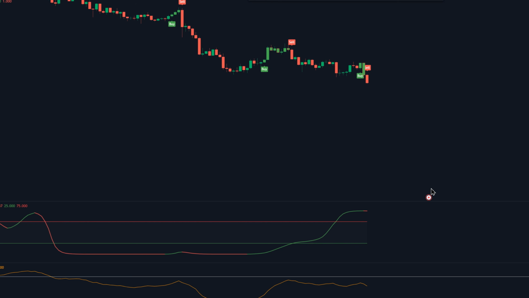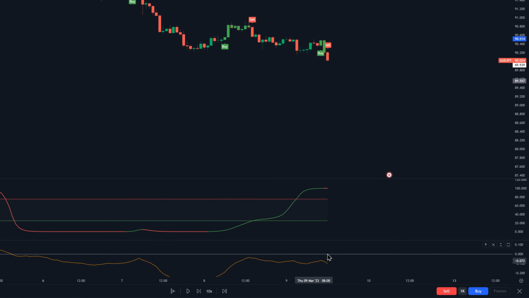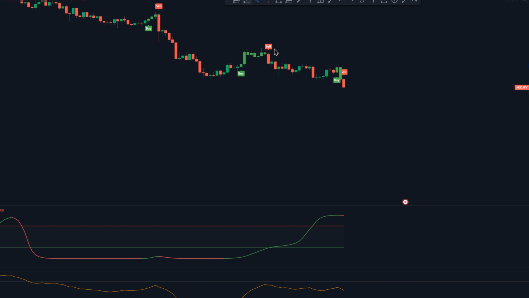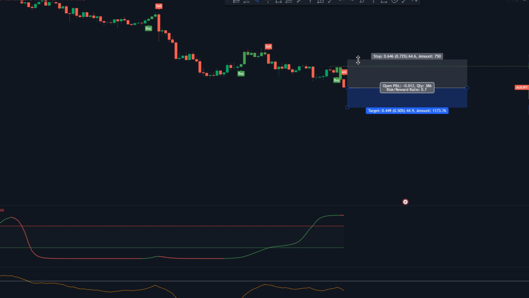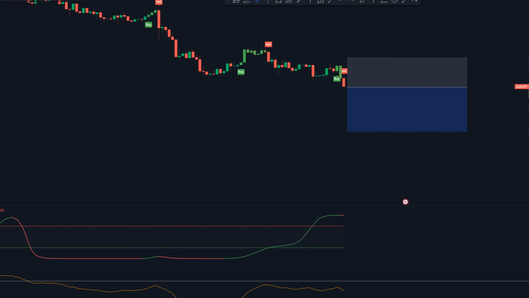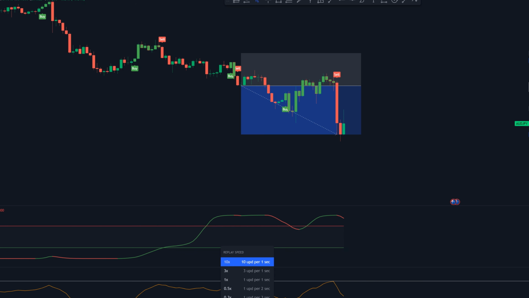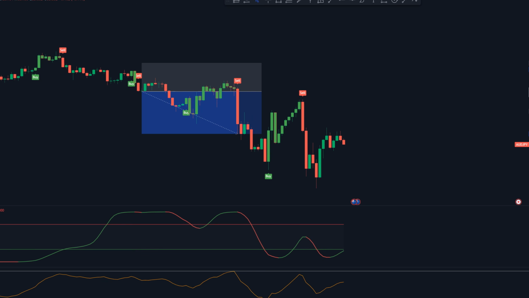Condition number 3, which is also the last condition, is that on the same signal candle, we need this orange MACD line to be below the zero line. All our entry conditions are met on this candle, so we're gonna enter a short position here. We're gonna set our stop loss just above the most recent swing high, and for the take profit, we're gonna target a risk-reward ratio of 1.5. We let this trade run and take profit.